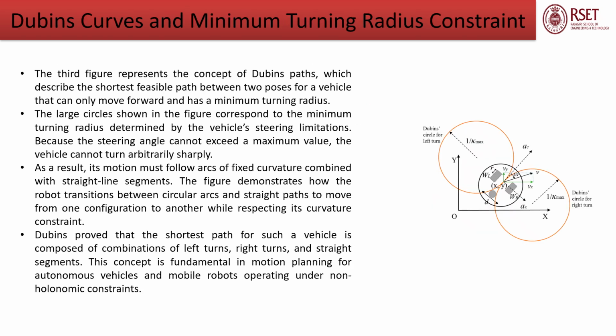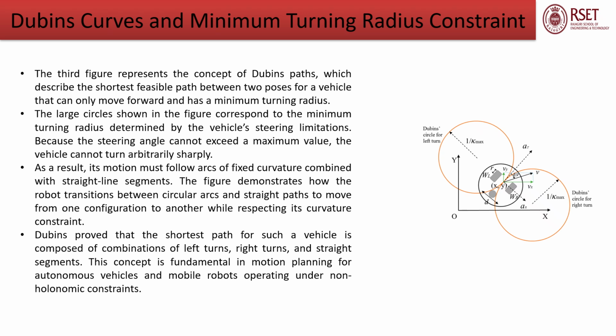Now we discuss Dubins paths, which are used in motion planning under constraints. If a robot can only move forward and has a limited steering angle, it cannot turn arbitrarily sharply. This limitation defines a minimum turning radius. Dubins proved that the shortest feasible path between two configurations under such constraints consists of a combination of left circular arcs, right circular arcs, and straight line segments.